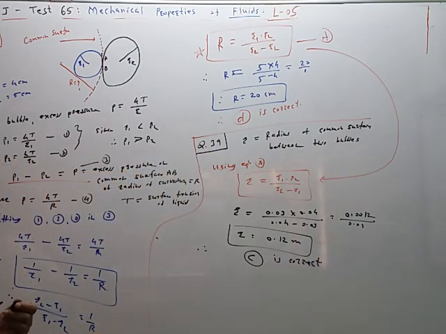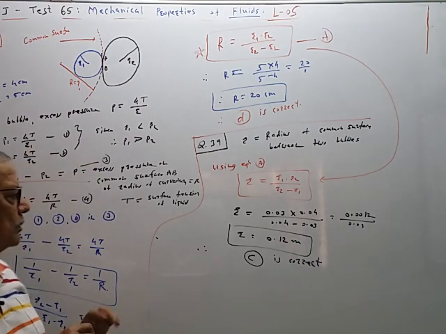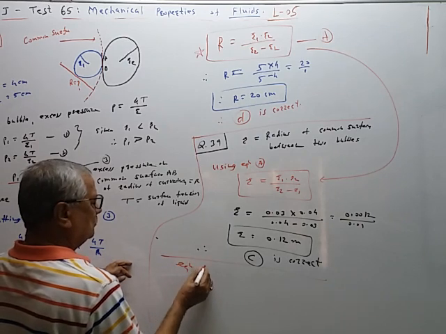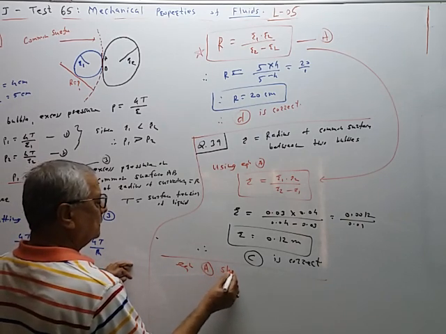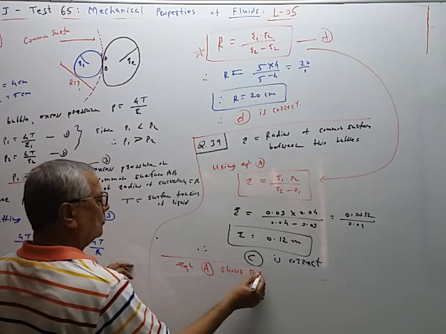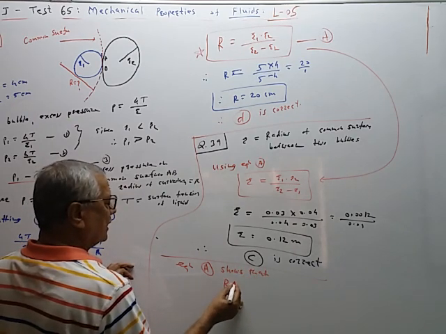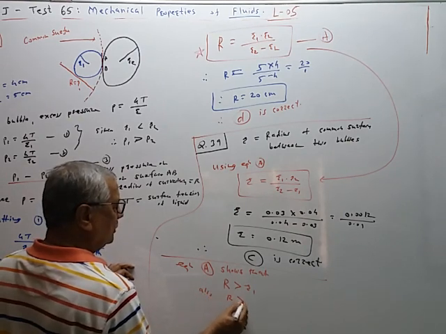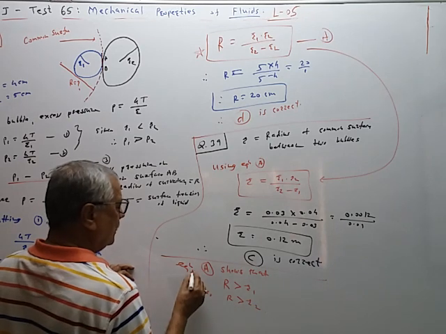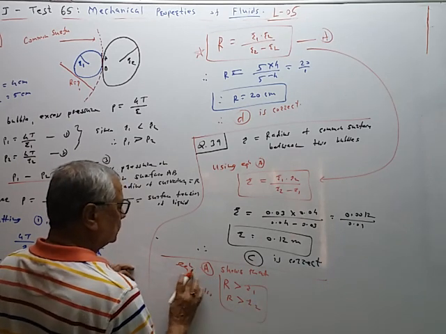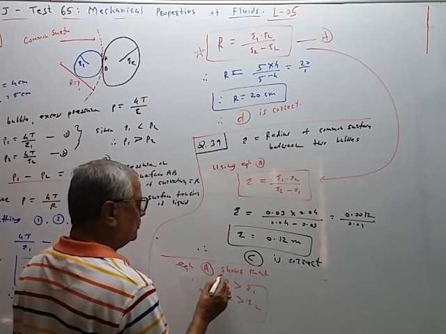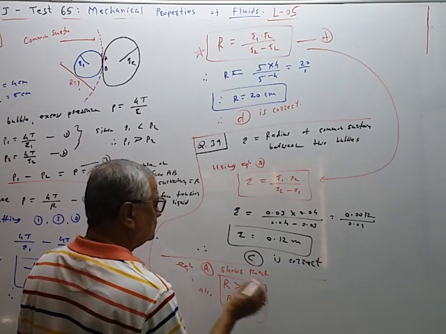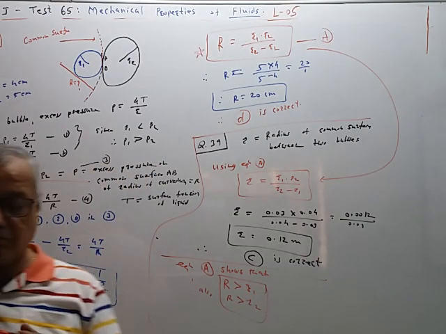C is correct. So, what is the common conclusion? Equation E shows that R is greater than R1. Also, R is greater than R2. So, logically you can give the answer by using this.